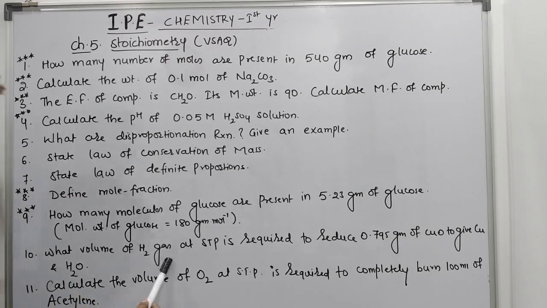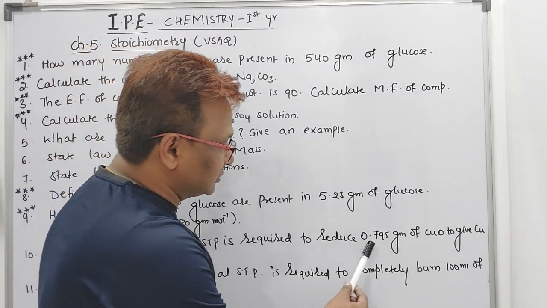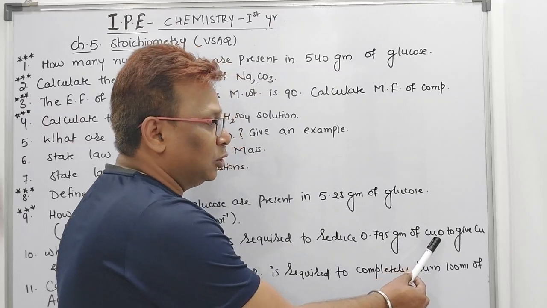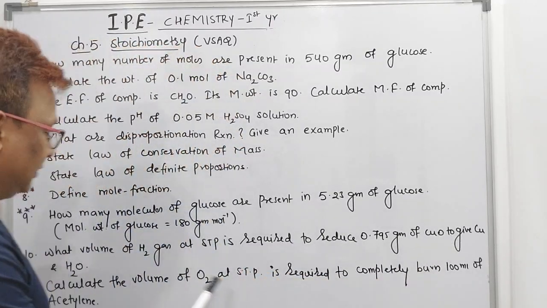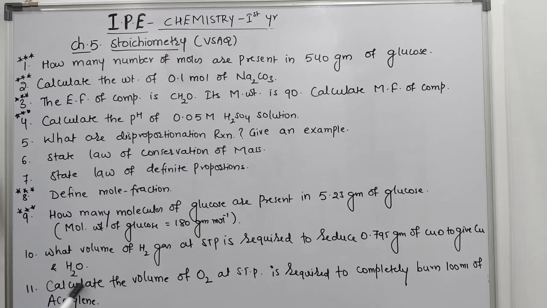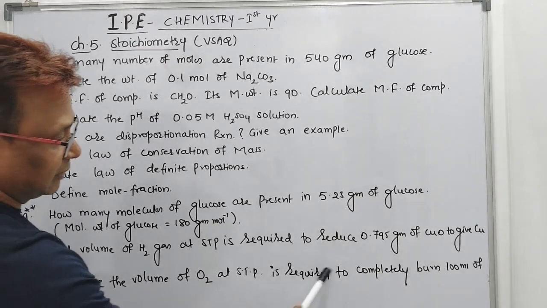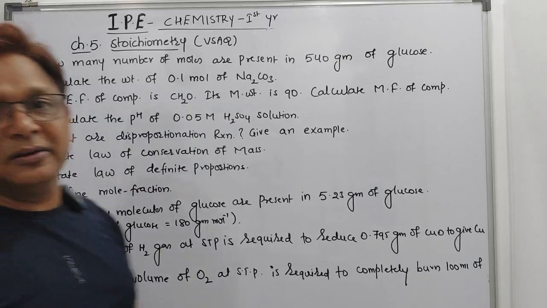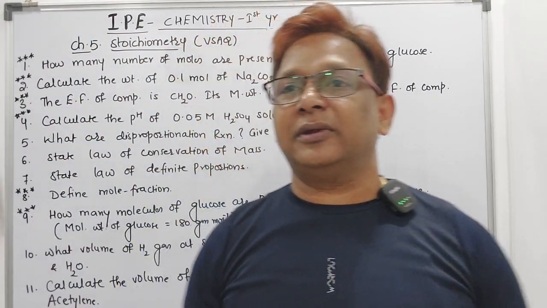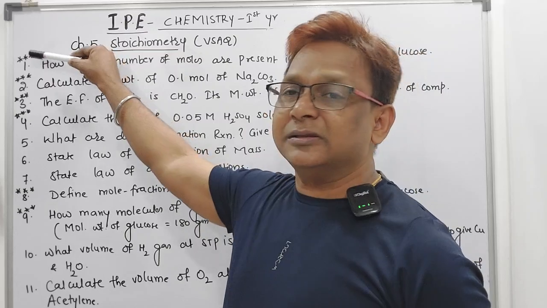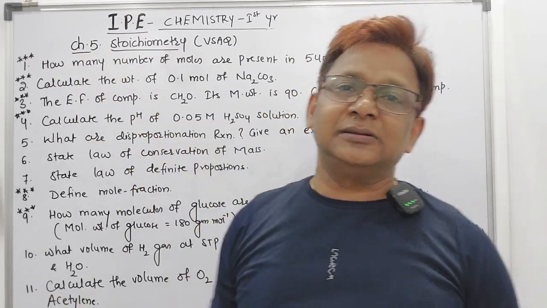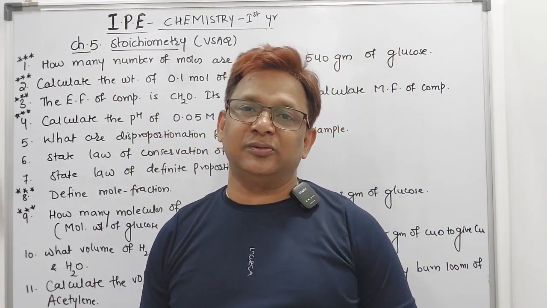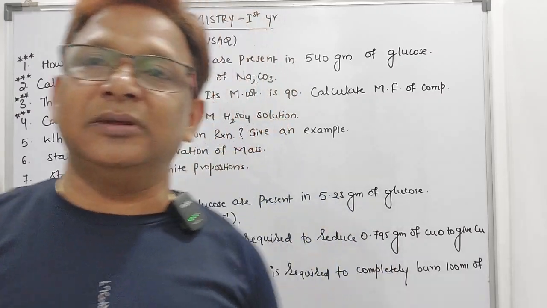What volume of H2 gas at STP is required to reduce 0.795 gram of copper oxide to copper and H2O? Calculate the volume of O2 at STP required to completely burn 100 ml of acetylene. As I said, these are the most important questions, but among them some I made as 3 star, and why they are 3 star, I will let you know at the end of this video, right?